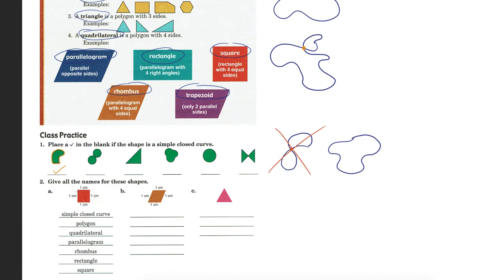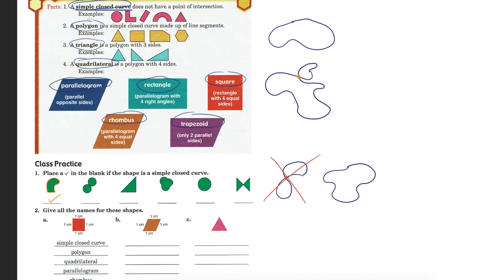So for example, this square here is a simple closed curve, right? Because none of these lines intersect. And we can label it as a polygon too, because it's made out of only straight lines. And we can call it a quadrilateral because it has only 4 sides. Can we label it as a triangle?